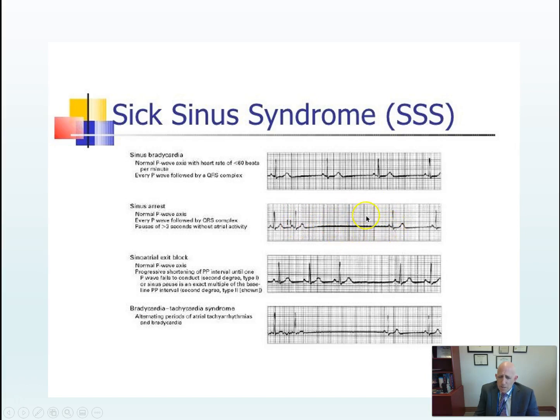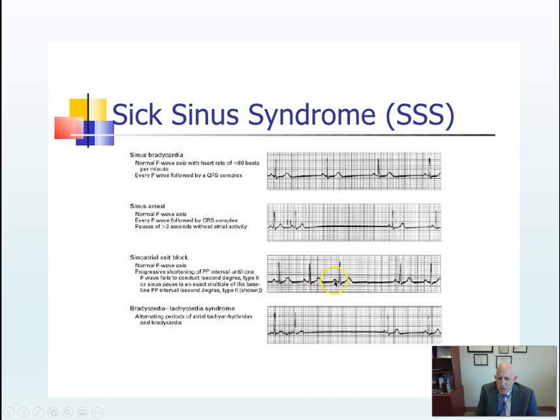Now, sometimes the junction or the ventricle will just fire on its own because it's not getting stimulated, but sometimes it doesn't. If this pause between P waves is more than 3 seconds, we call that sinus arrest. If it's less than 3 seconds, but there's a pause, then we call it sinus pause. And I'll show you that in the next slide.